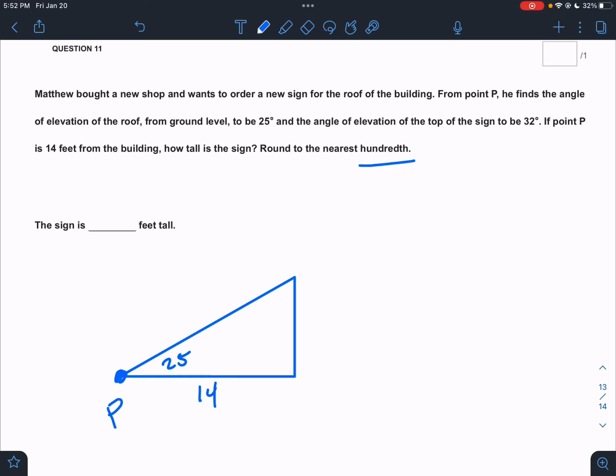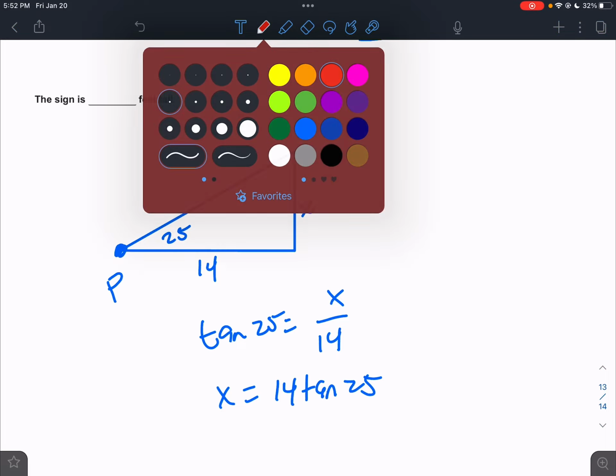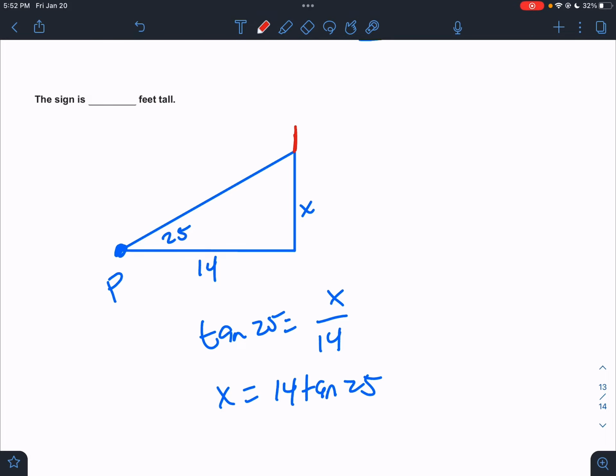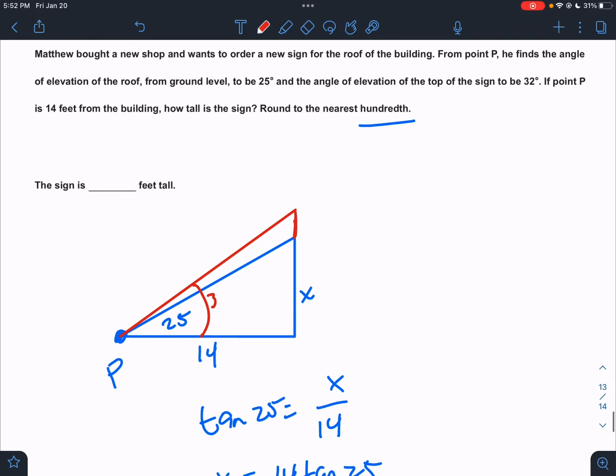So it's 25 degrees to the roof. So can I find the height to the roof? Yes, that would be the tangent of 25 equals opposite over adjacent. So that would be 14 tangent 25. That's how tall it is to the roof. So the sign goes on the top of the roof, and there's an angle of elevation to the sign, and that angle of elevation is 32 degrees.